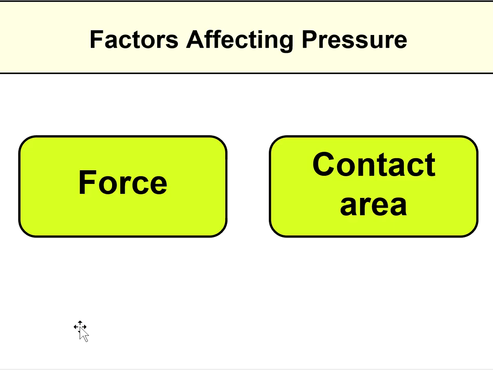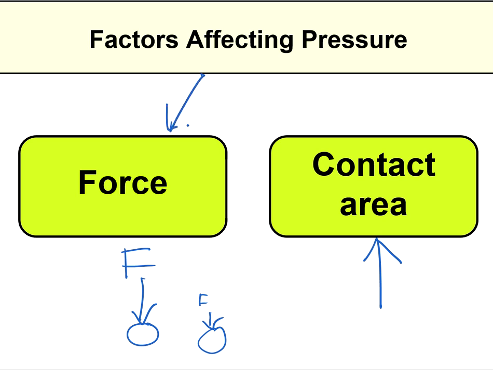So from the two examples, you could tell that contact area plays an important role in determining your pressure. But of course, even if the contact area is exactly the same, if you apply a very big force or a very small force, then the pressure will of course be different. So two factors affect pressure: force as well as area.